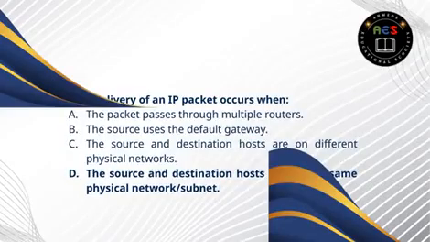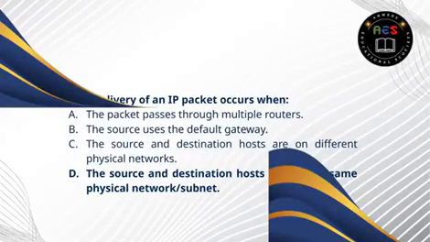Another important aspect is the use of the default gateway. When the source host needs to send a packet to a device outside its local network, it uses the default gateway to route that packet. But in the case of direct delivery, if the source and destination are on the same network, the default gateway isn't involved at all. Now, this concept hinges on whether the hosts are on the same physical network or subnet. If they are, the packet can be sent directly. If they're on different networks or subnets, the packet must go through routers to reach its destination.